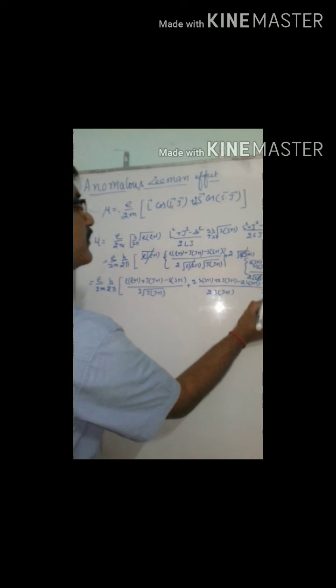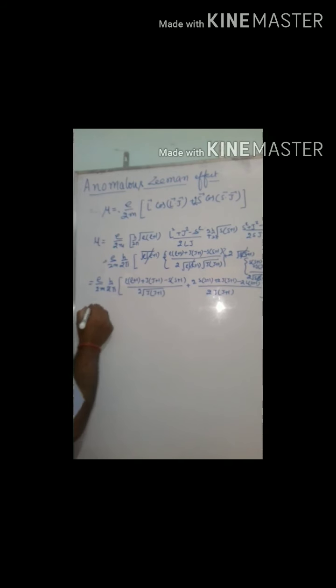We have opened the bracket, right? Now this is E upon 2m into h upon 2 pi. Within brackets this is mu, or mu j, you can say. Total angular momentum, magnetic moment mu is equal to E upon 2m into h upon 2 pi.